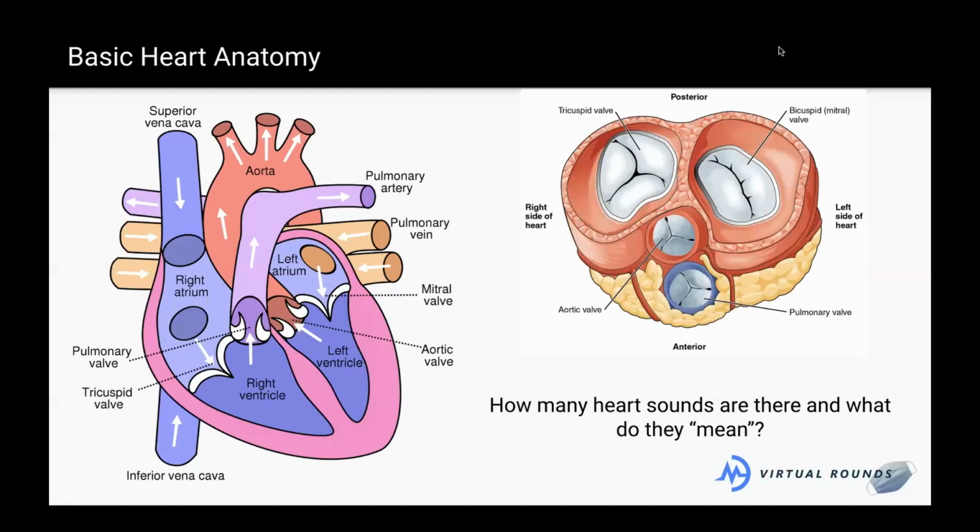So now I want to talk about heart sounds. Does anyone know how many heart sounds there normally are supposed to be and what they represent? There are two. Yep, we get the lub-dub. We call them S1 and S2. And what do they represent? What's causing those sounds?